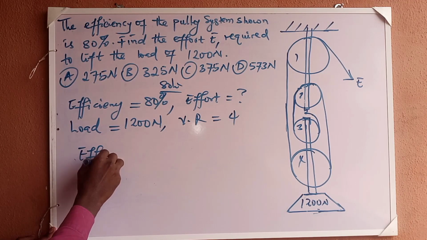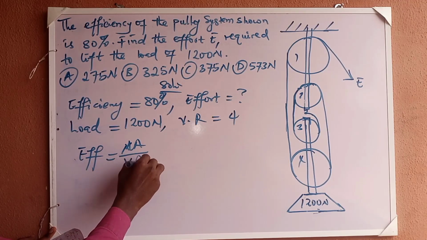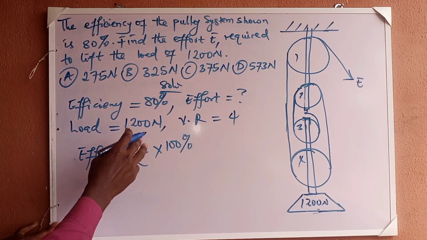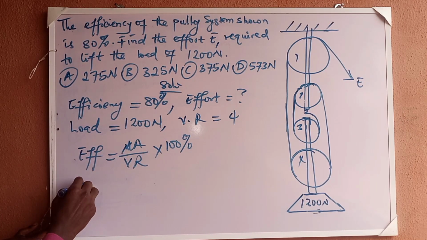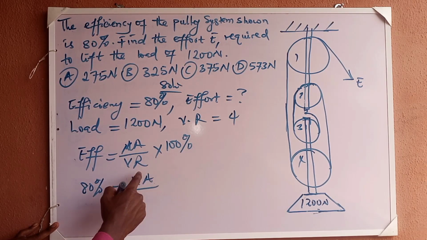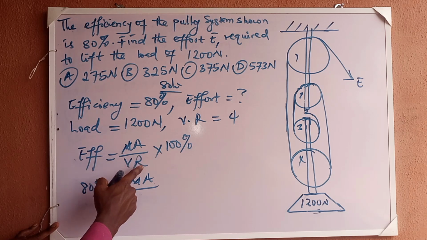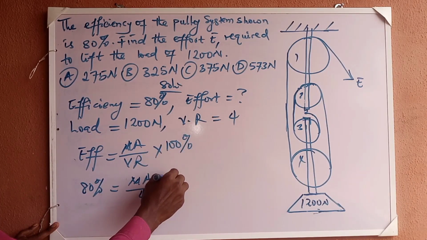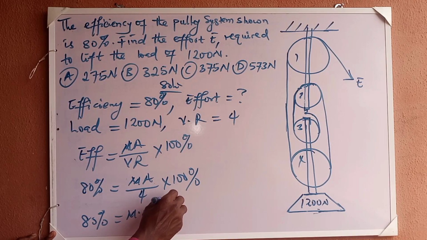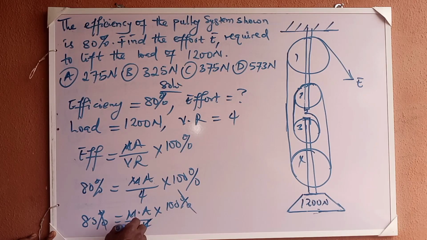So we'll begin with our solution. Efficiency of a machine is mechanical advantage over velocity ratio multiplied by 100%. Now we are given efficiency as 80%, so we're going to put 80% here, equals mechanical advantage. We don't know what mechanical advantage is, so we are solving to get mechanical advantage. Velocity ratio here is given to us as 4, multiplied by 100%. So we can say 80% equals MA multiplied by 100% over 4. This percentage here can cancel this percentage. 4 in 4 is 1. 4 in 100 is 25.